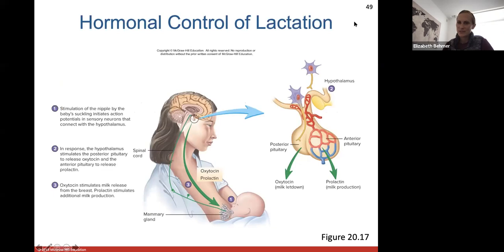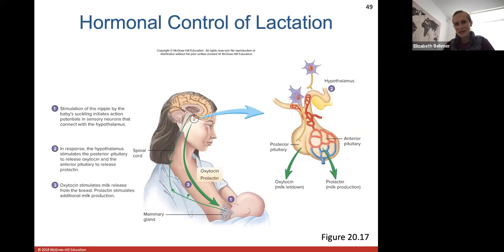If any of you have breastfed, you will probably know what I'm referring to here. And if not, it's okay. Stimulation of the nipple by the baby's suckling will initiate an action potential that goes through sensory neurons to the hypothalamus. In response, the hypothalamus stimulates the posterior pituitary gland to secrete oxytocin, and the anterior pituitary to release prolactin. Oxytocin lets down the milk, and prolactin continues milk production.